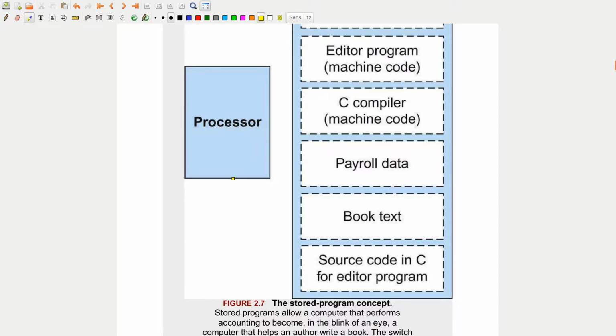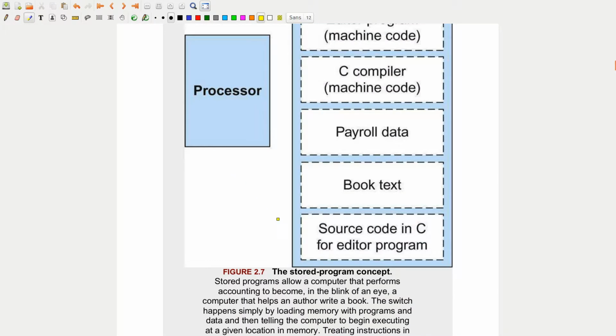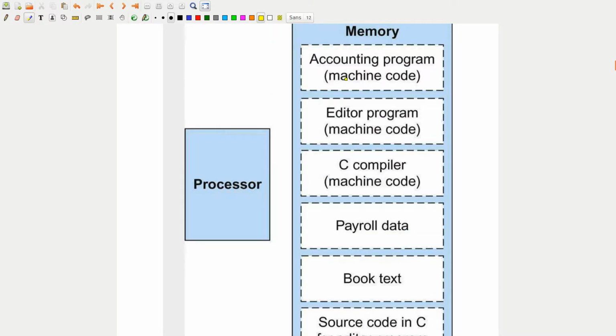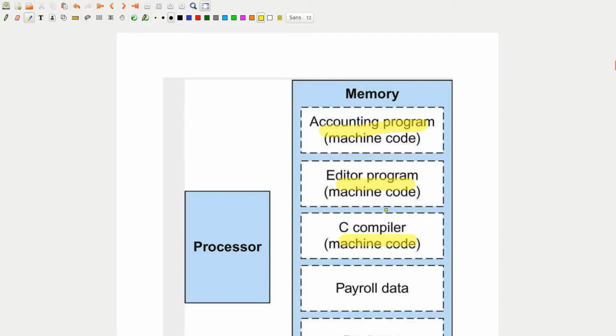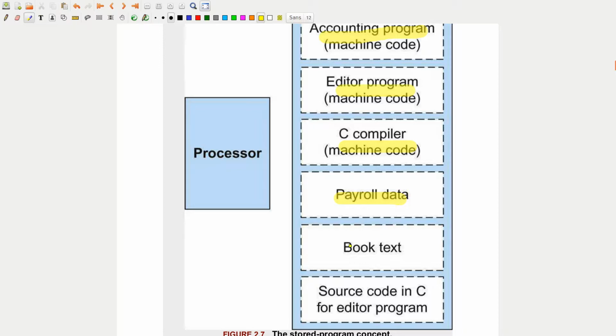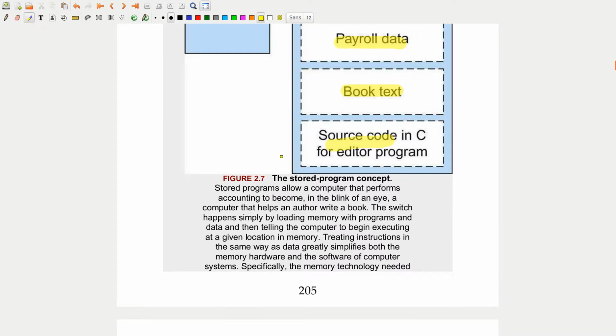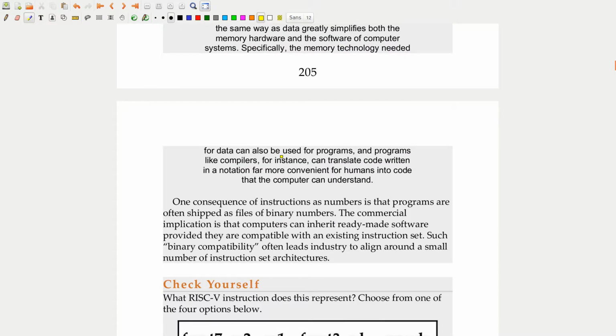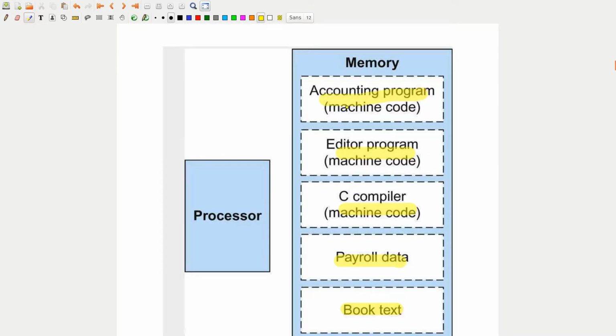So here we have a quick example of the stored program concept. We'll have multiple programs, but for those programs, we'll also have data. And these are stored together. This is kind of the basis of what von Neumann architecture is. Basically, we have an accounting program that has payroll data in the same memory as it, and when I say memory space, I mean the entire scope of memory. They're together.